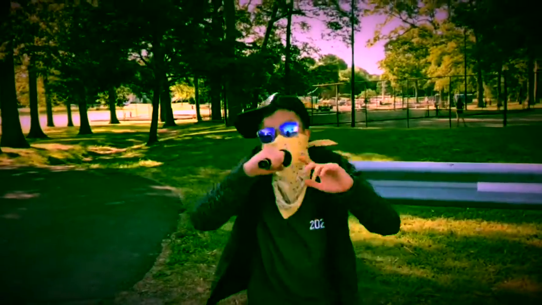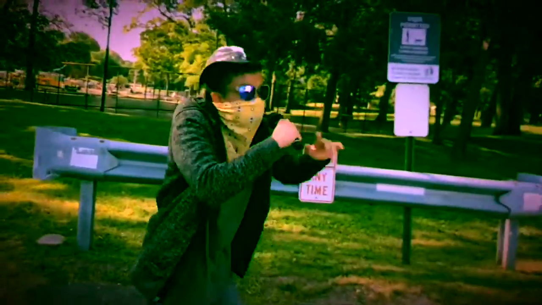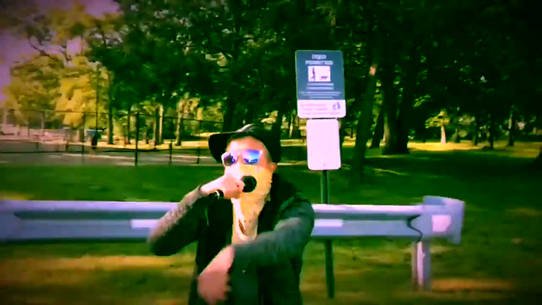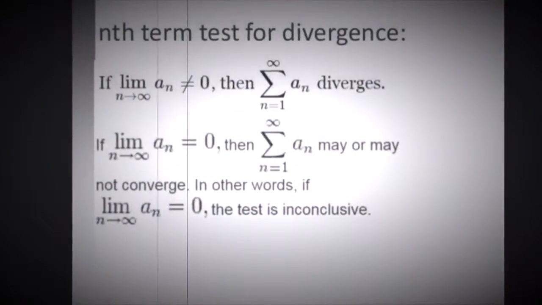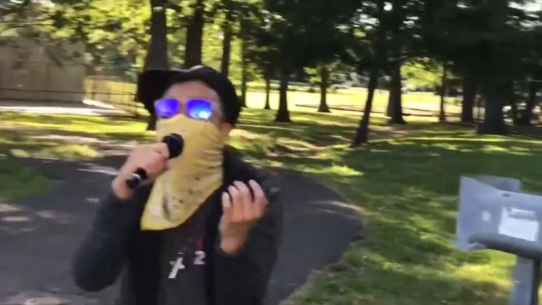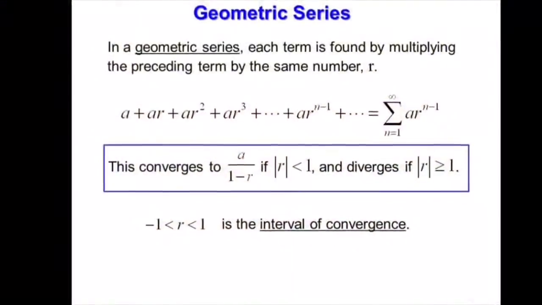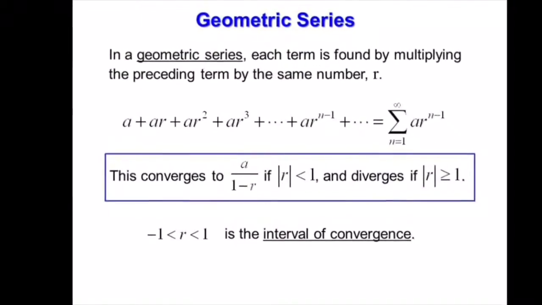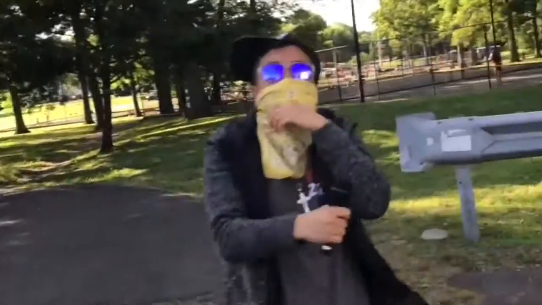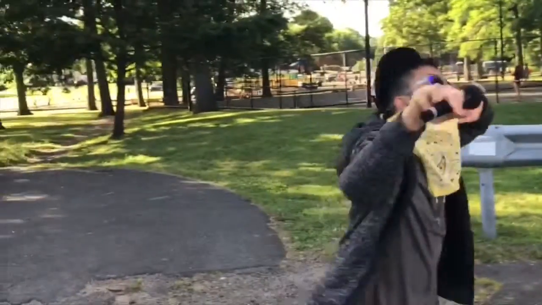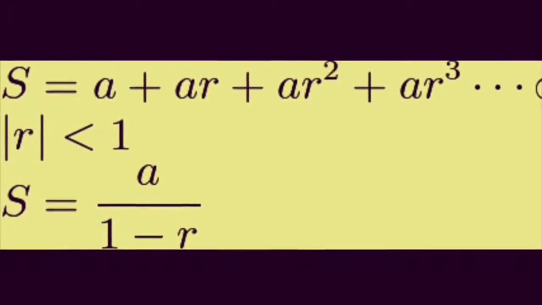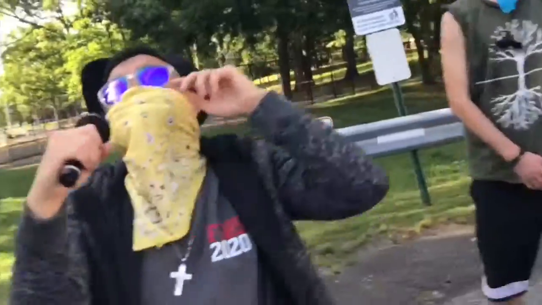For sequences and series, there are tests to see if they will converge or diverge from a finite value. Use the best test for convergence or divergence. Nth term: if the limit as n approaches infinity doesn't equal 0, it diverges. For geometric series, the absolute value of the common ratio r less than 1 converges, greater than or equal to 1 diverges, and to find the sum, know that S equals a over 1 minus r.